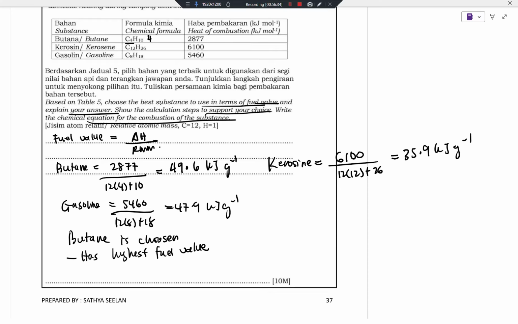So its chemical equation: C4H10 plus oxygen produces carbon dioxide plus water. C4 gives 4 CO2, hydrogen 10 gives 5 H2O. So the carbon gives 8 oxygens, plus 5, which is 13. So oxygen is 13 over 2. If you don't like the fraction, multiply everything by 2. You can leave the answer as 13 over 2. It doesn't matter.